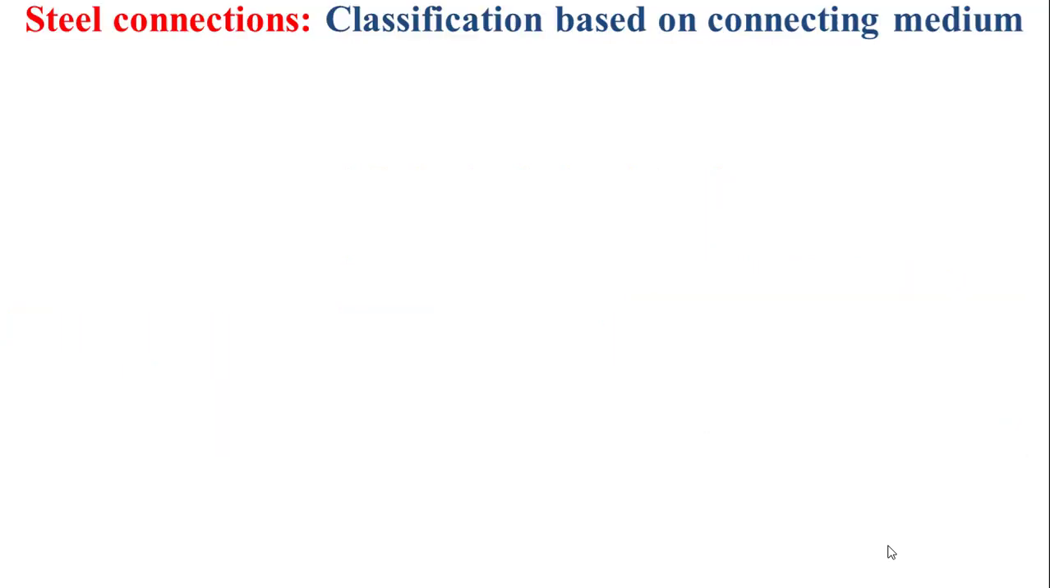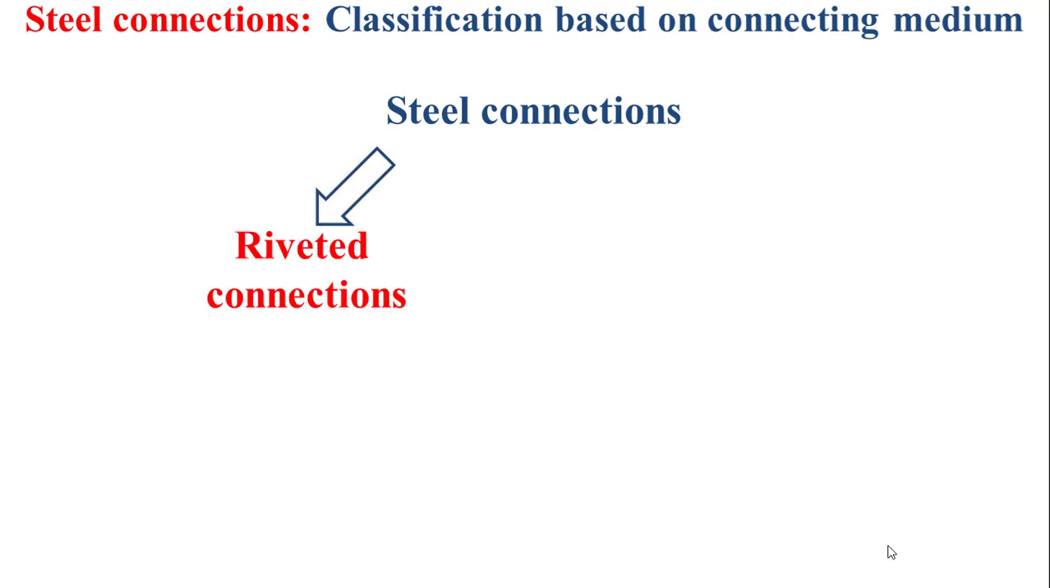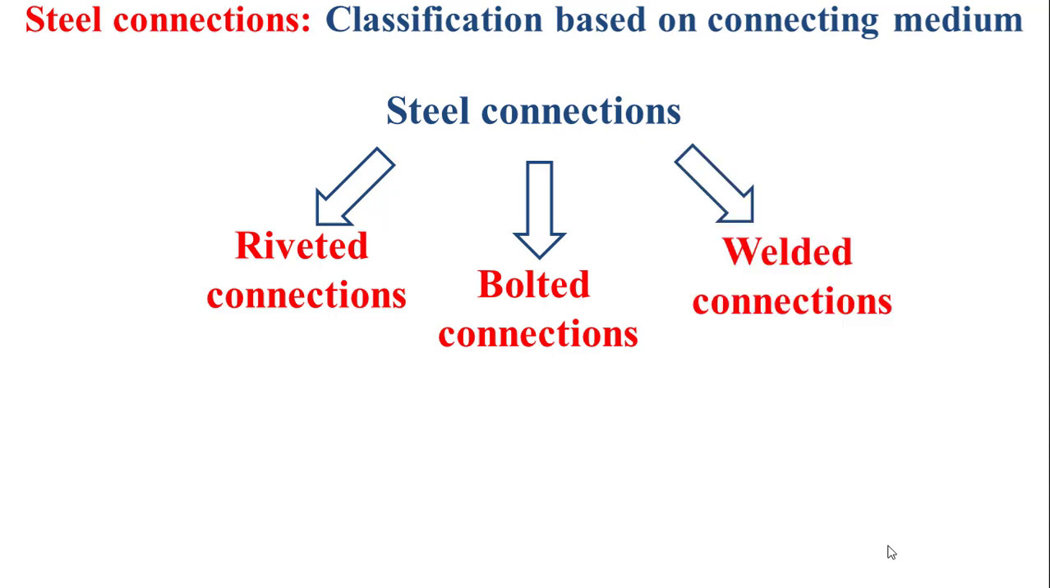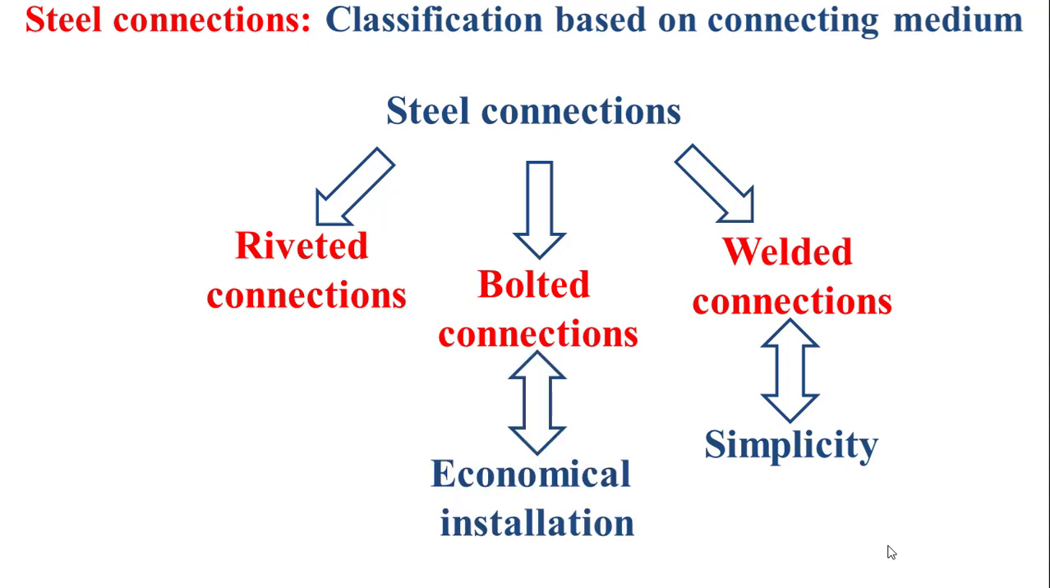Now I'll talk about the classification based on connecting medium. Based on this classification, the steel connections are classified into riveted connections, bolted connections, and welded connections. The welded connections are principally characterized by their simplicity. The bolted connections are principally characterized by their economical installation.